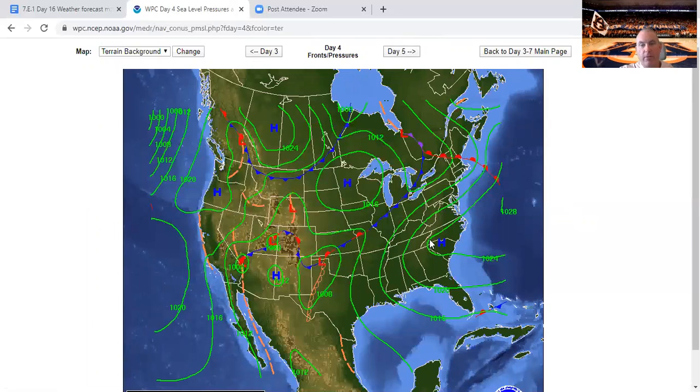Day 5, high pressure builds back in over the Carolinas. Now I've got a cold front. So here's that funky, crazy mass of air, still just kind of not really deciding on what to do down here.